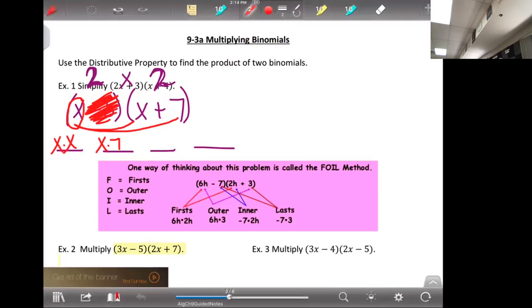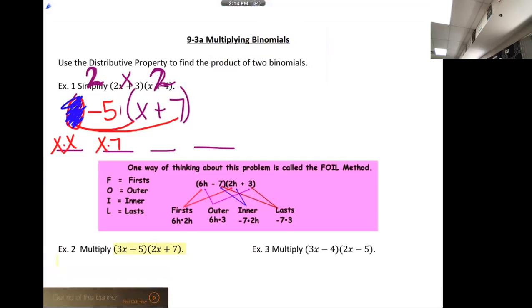Now I'm going to unlock this guy, because we are going to back the train up. And this time, we're going to cover the other guy up. We're going to call it negative 5. We're going to take that minus sign as a negative. Negative 5 times x and negative 5 times 7. Does that make sense?